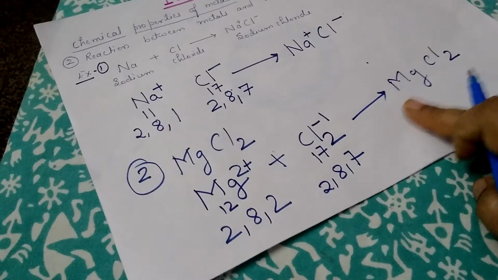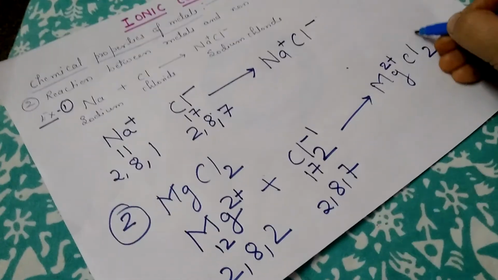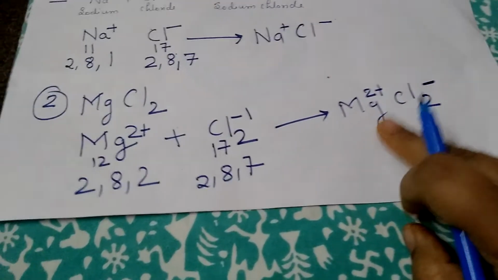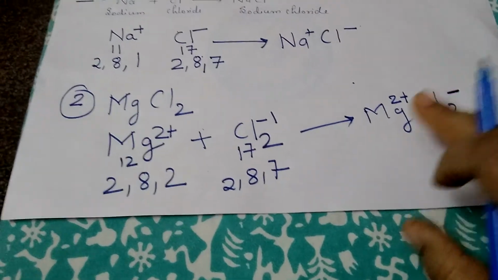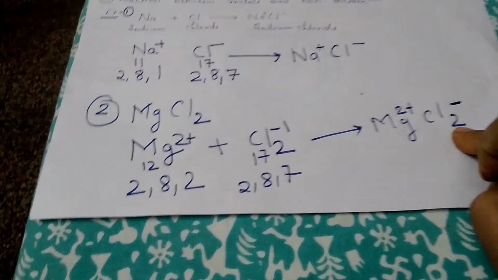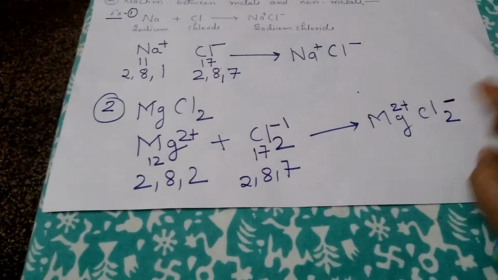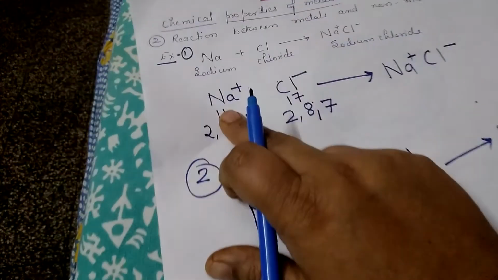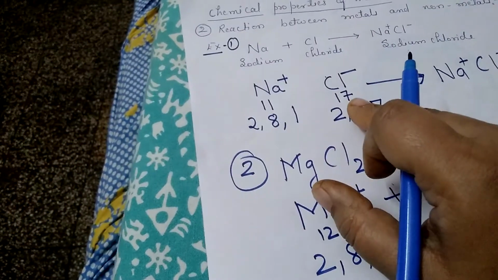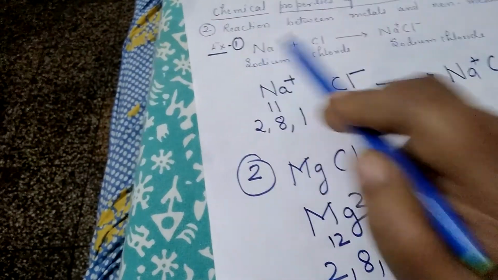This is magnesium chloride. So magnesium alone is giving 2 electrons, but one chlorine atom takes 1 electron. In this way an ionic compound is formed. By giving electrons they gain a plus charge, but by accepting electrons they gain a negative charge. One more thing I want to say: the positive ions are called cations and the negative ions are called anions. So ions means charged particles. This is an element, this is an ion.